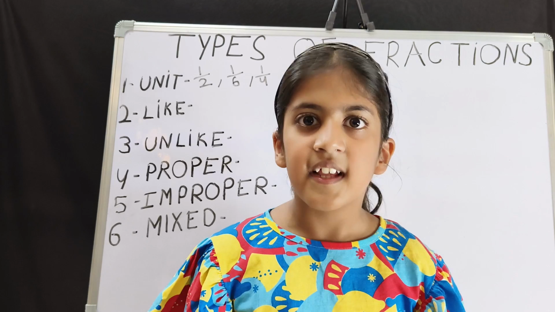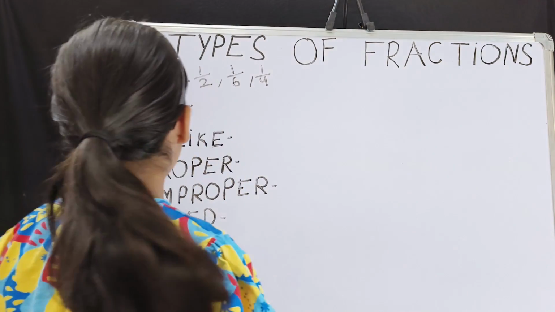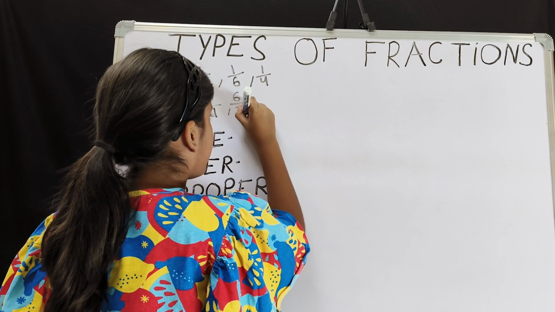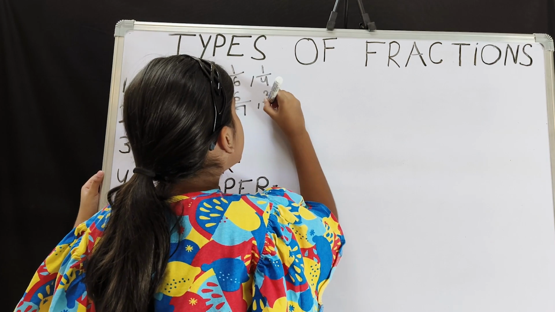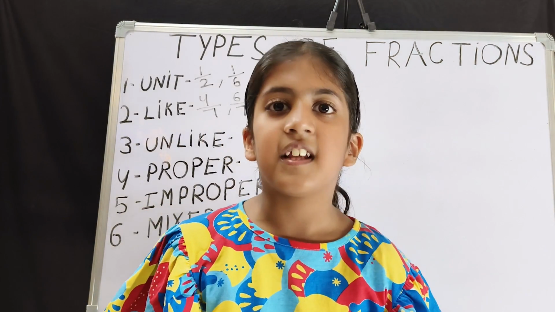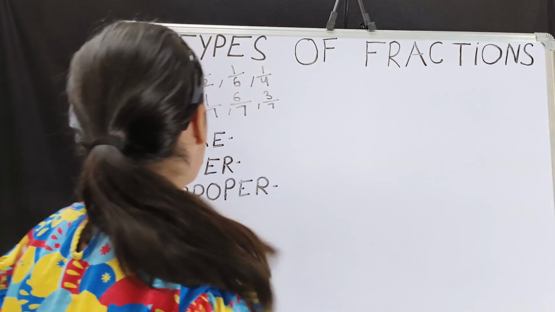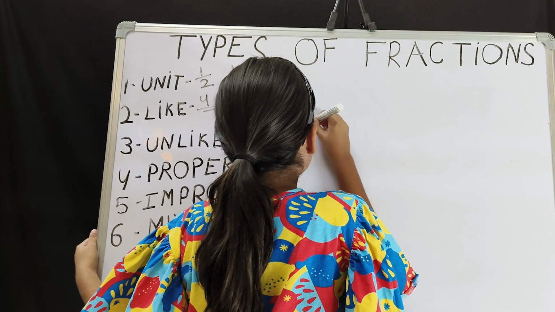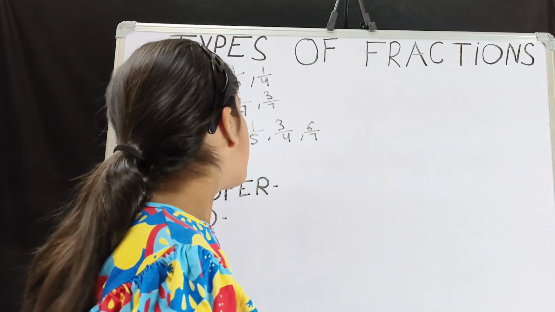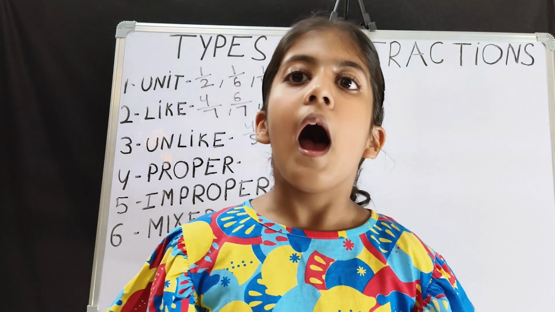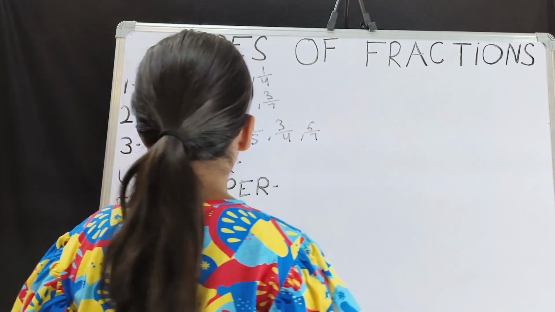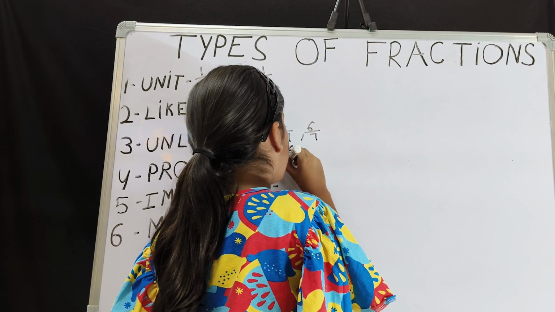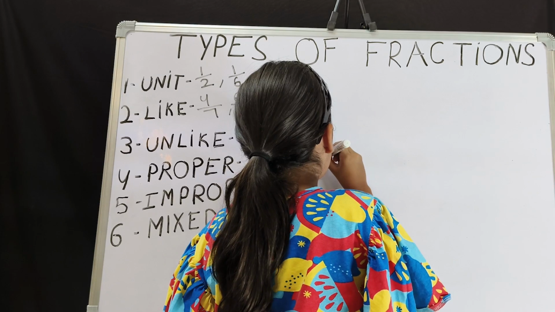Like fractions are fractions that have the same denominators, like 4 upon 7, 6 upon 7, and 3 upon 7, etc. Unlike fractions are fractions that have different denominators, like 4 upon 5, 3 upon 4, 6 upon 7, etc. Proper fractions are fractions that have the numerator lesser than the denominator, like 3 upon 5, 6 upon 10, 9 upon 10, etc.